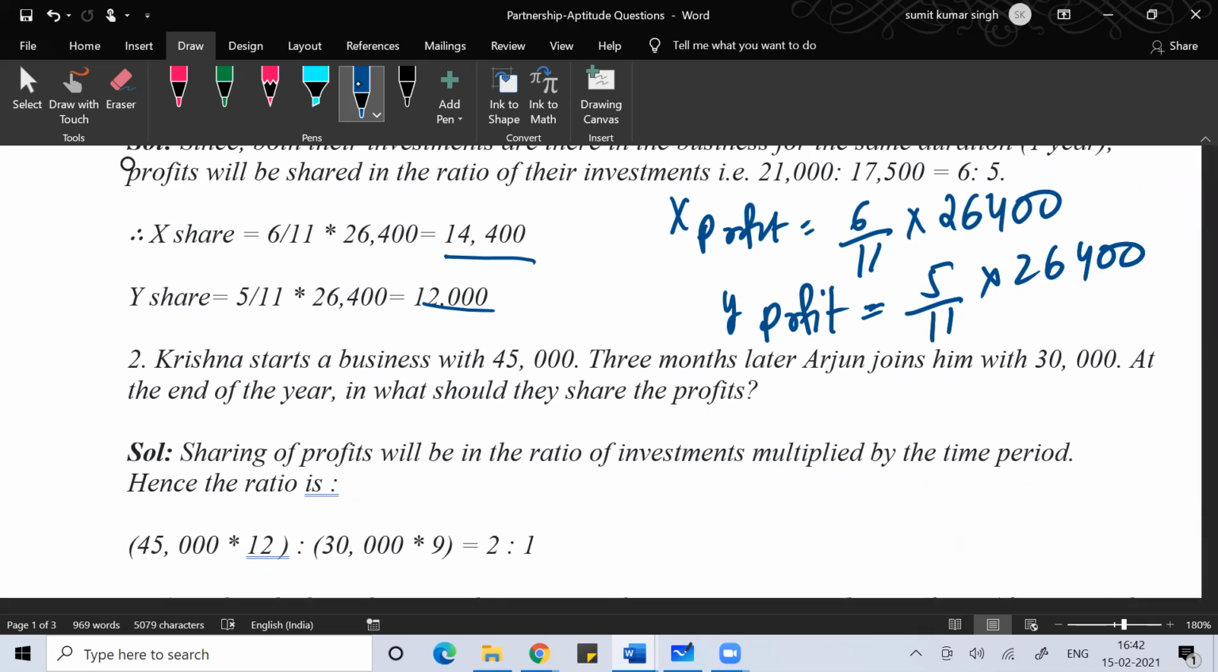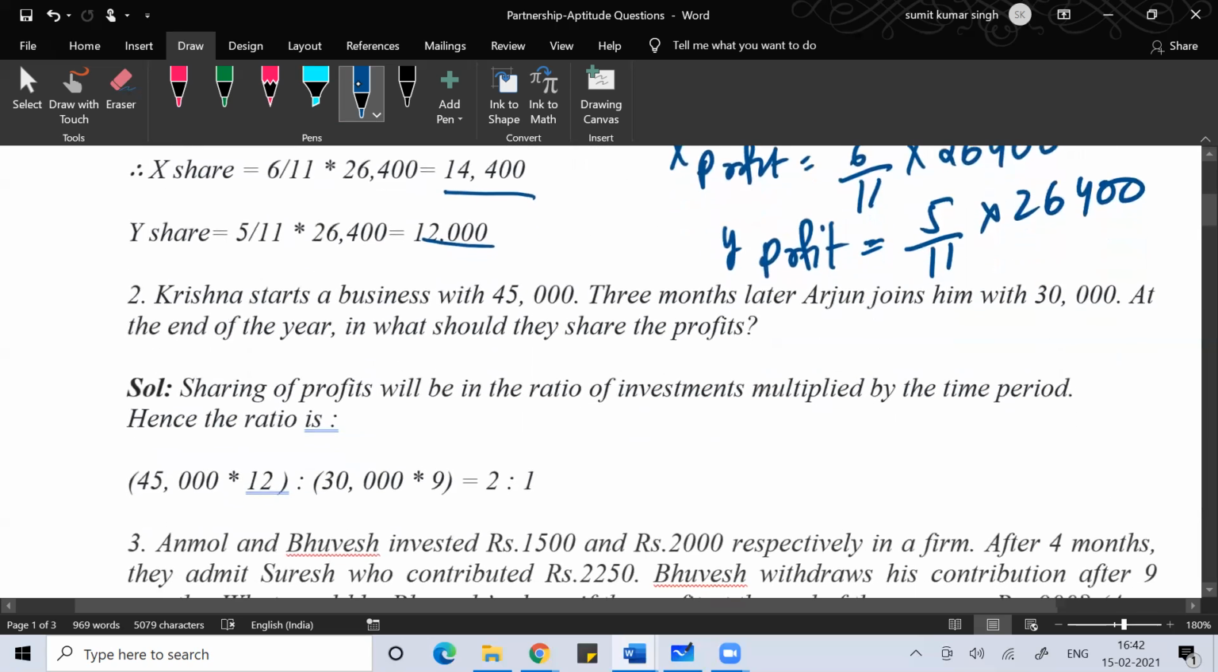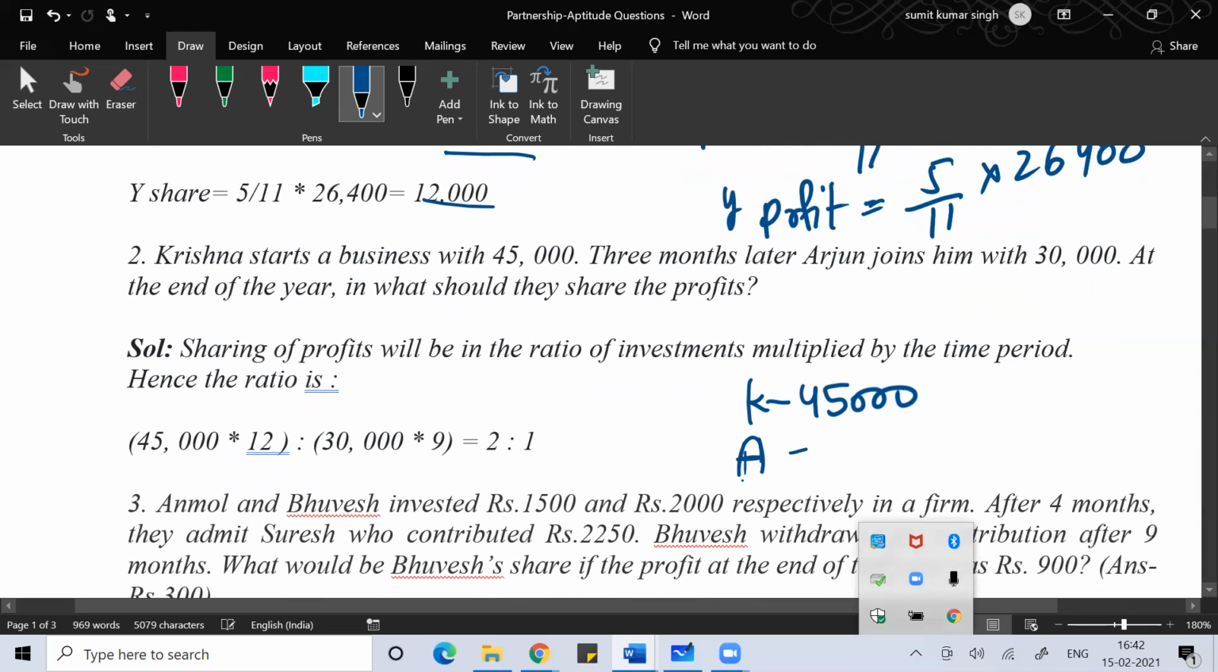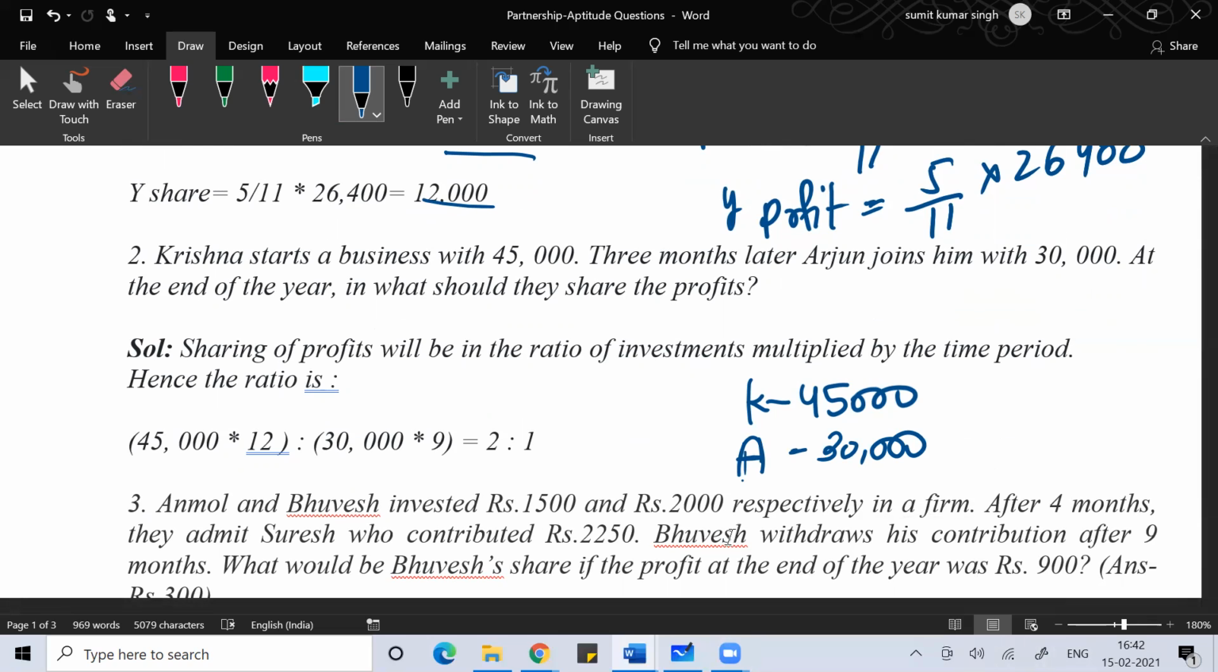Three months later, Arjun joined him with 30,000 rupees. At the end of the year, in what ratio should they share the profit? Here again, you need to understand that Krishna started the business with 45,000 rupees, and 3 months later Arjun joined the business with 30,000 rupees. So Krishna has invested for 12 months and Arjun has invested for 9 months. In what ratio will I divide the profit? That will depend upon the profit.